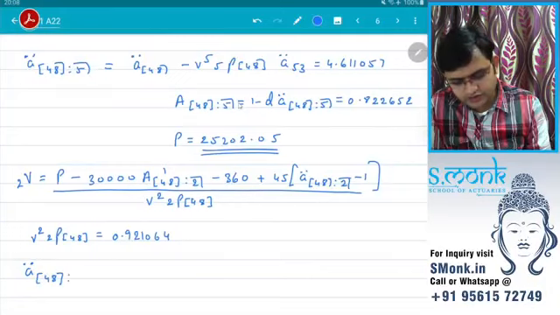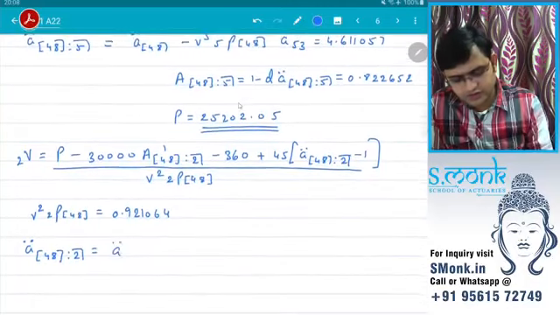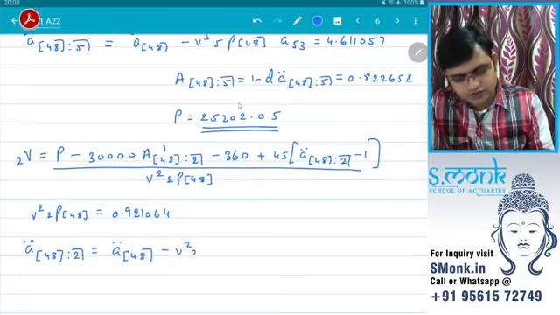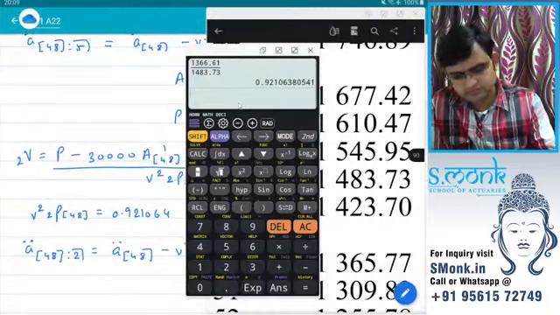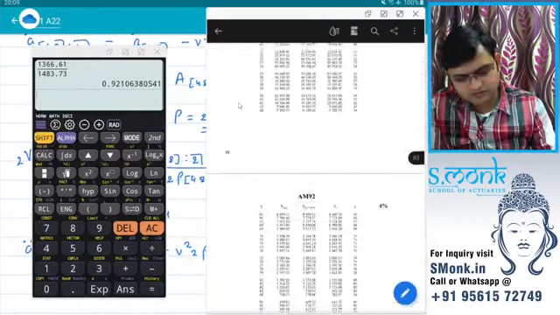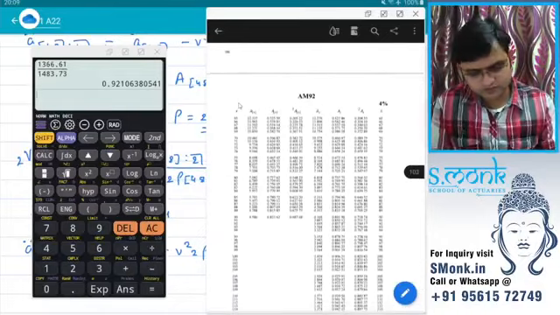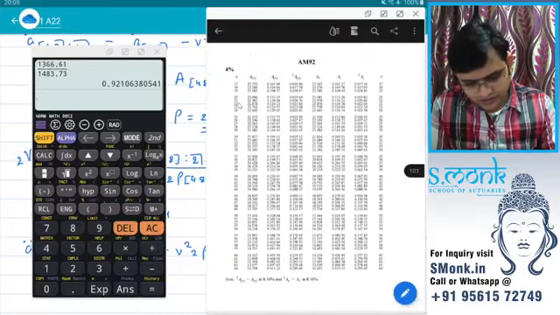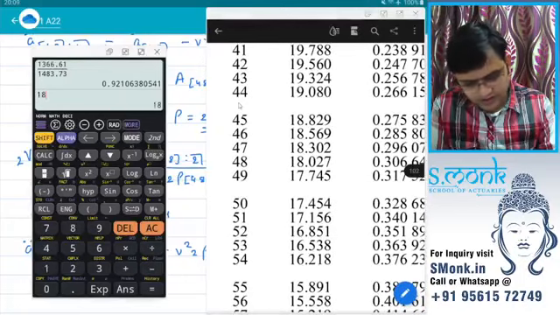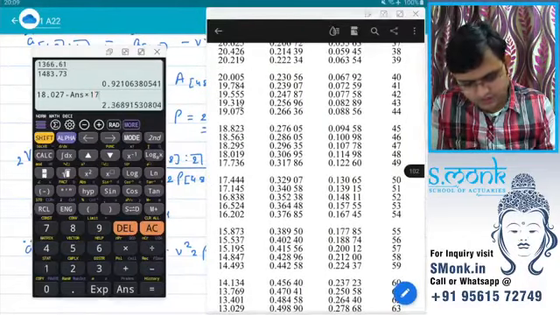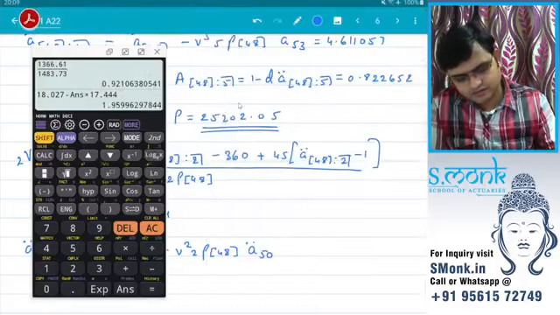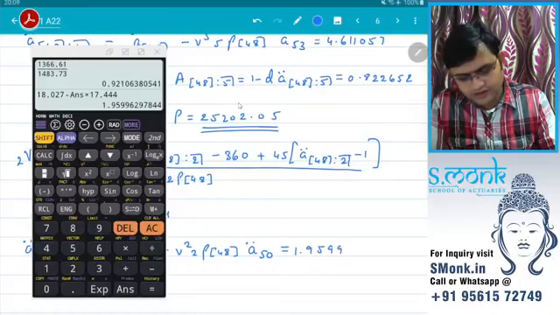A due select 48 for 2 years would be A due select 48 minus v raised to 2, 2p select 48 times A due 50. A due select 48 is this, 18.027, minus the answer into A due 50, which becomes 17.444. That gives 1.959963.